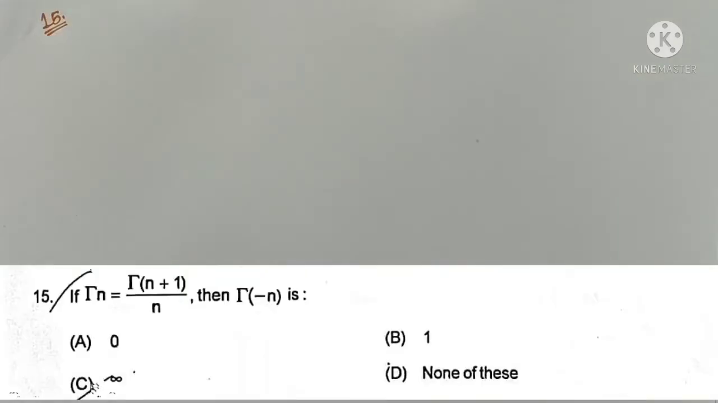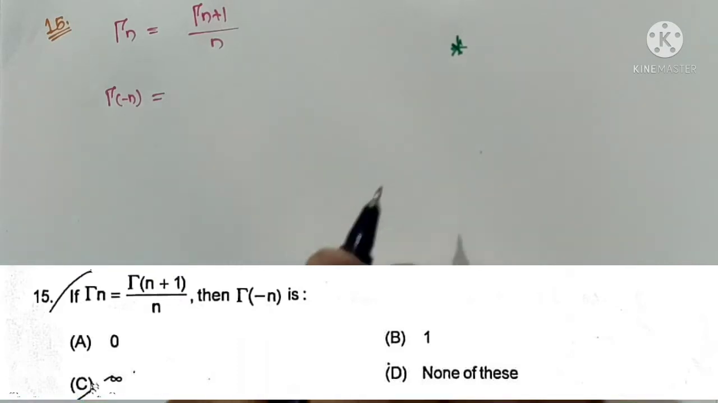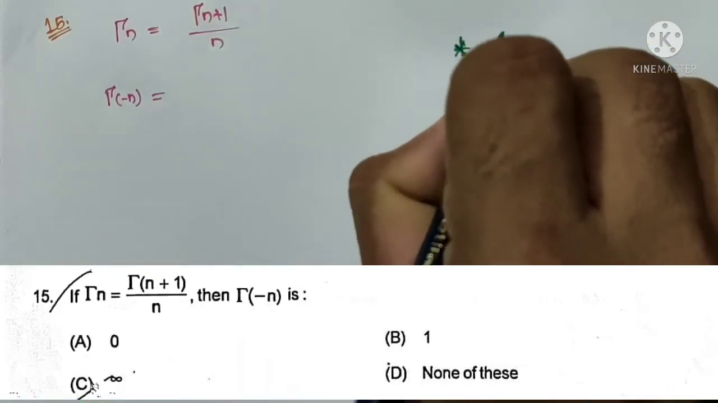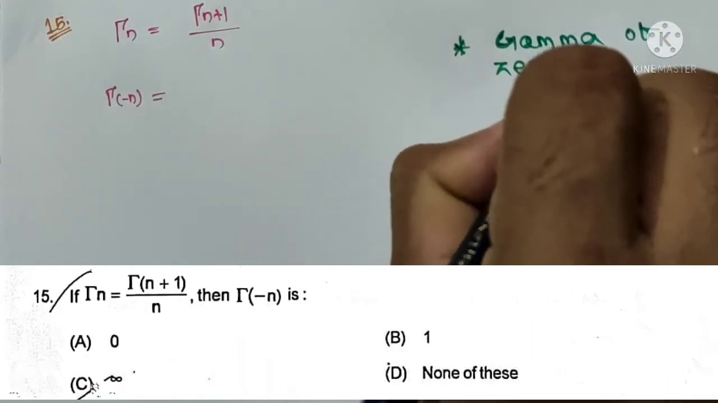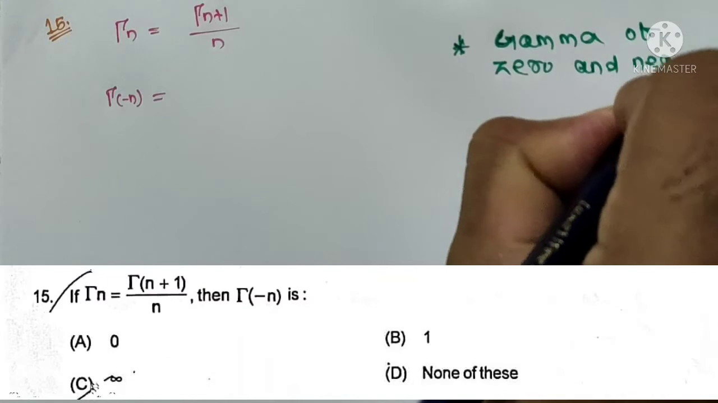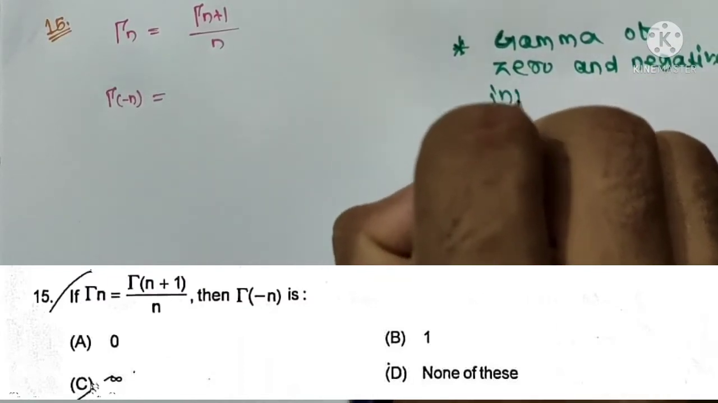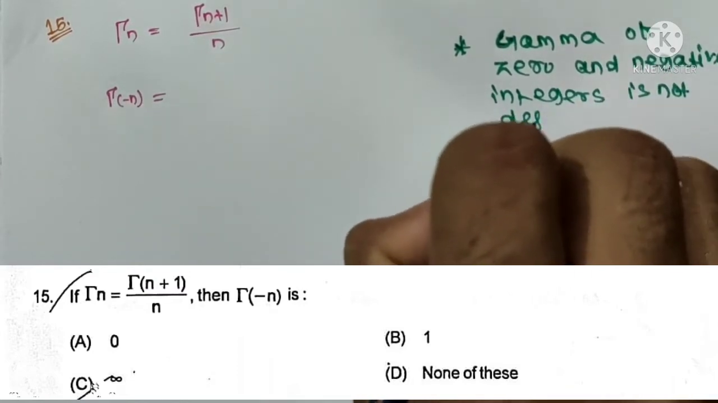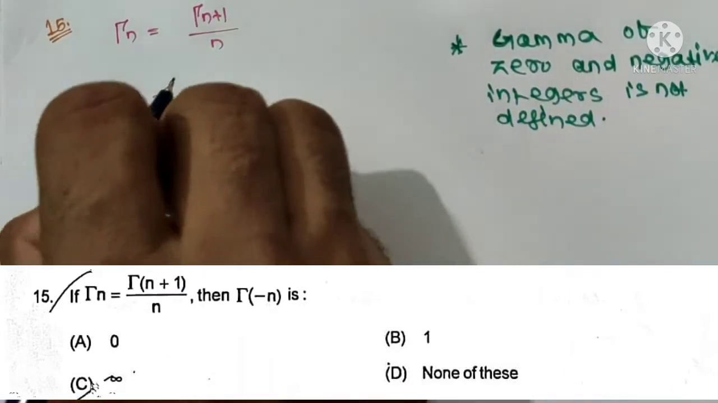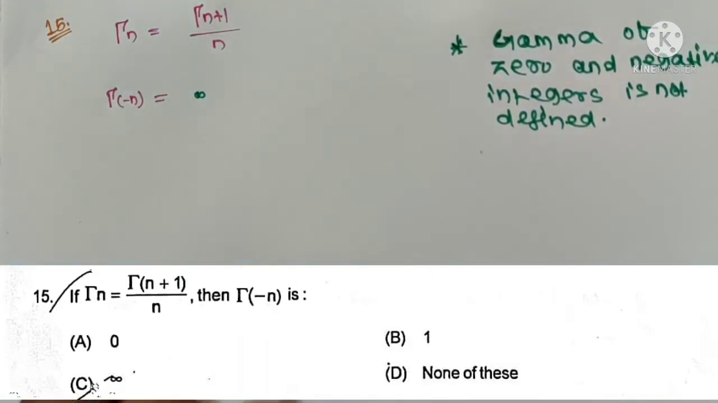Question number 15. If gamma of n equals gamma of n plus 1 by n, then gamma of minus n is. So we have to find this gamma of minus n, and remember that gamma of 0 and negative integers is not defined. Okay, so it will be infinite. So your correct option is option C.